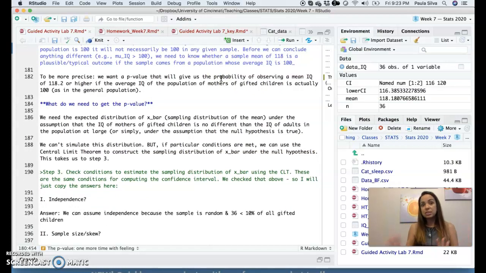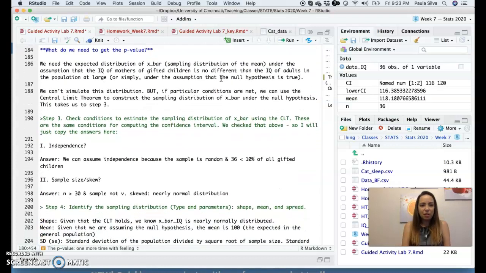Before we can say, for instance, that the IQ is actually greater than 100 for these mothers, we need to know whether a sample mean of 118 is a plausible, typical outcome if the sample comes from a population whose average IQ is actually 100. That's why we need inferential statistics. So to be more precise, we want a p-value, a probability value, that will give us the probability of observing a mean IQ of 118 or higher if the average IQ of the population of mothers of gifted children is actually 100.